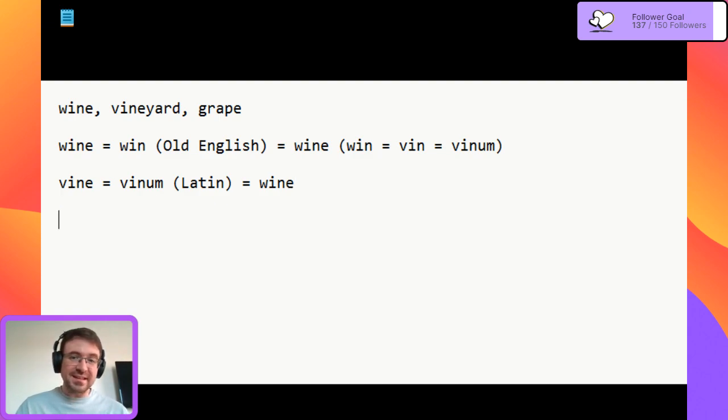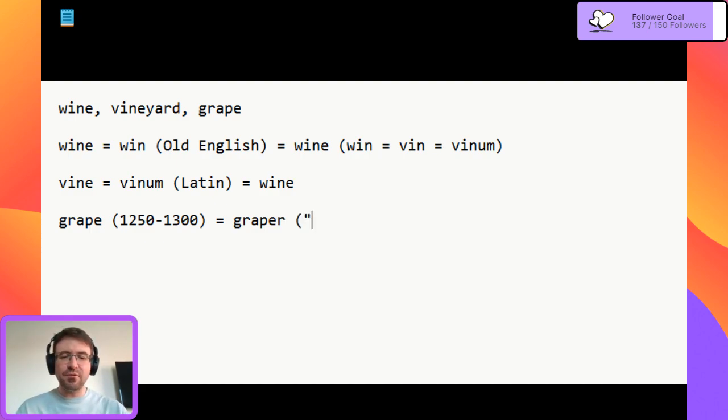The word grape is very interesting from an etymological perspective. So the word grape appeared in English about 1250 to 1300. This word first appeared in English, and its etymology is a little bit unsure. We're not 100% where this word comes from. We think maybe it comes from the French word grappe, which was a type of hook that was used in this time for collecting fruit, but we are not 100% sure where this word comes from.